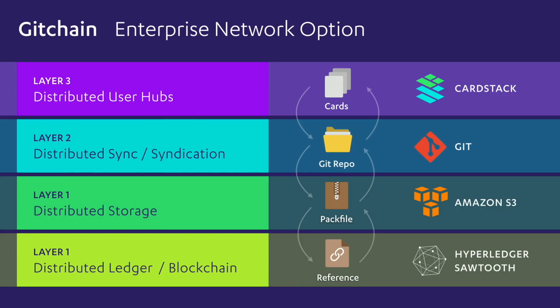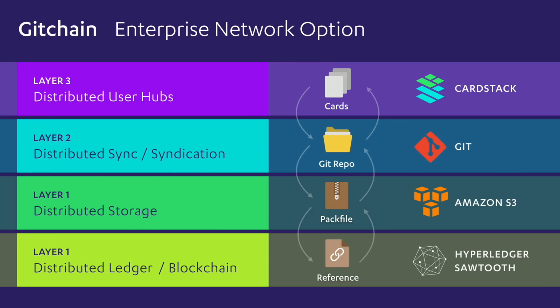And we use S3 to store the pack file. That's cloud storage. And we use Hyperledger Sawtooth as the blockchain to synchronize these references. But here's the cool thing. Once we've built this infrastructure, if someone says, hey, you built this really specific thing for some enterprise, could I use this to build a decentralized app, a dApp? Is this Cardstack plus Git plus storage and ledger scalable or, more importantly, flexible to support other chains?